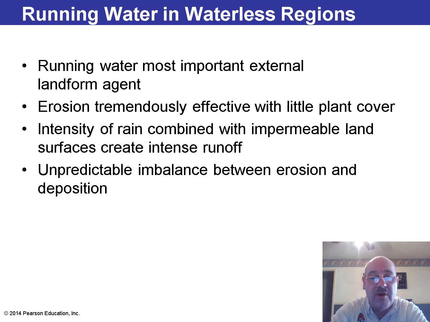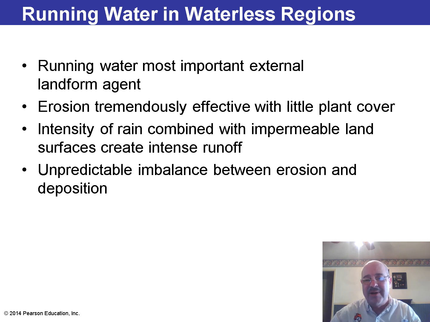So running water, the most important external landform agent, external, okay, coming from outside. So again, we got all the dust, debris, sediments floating around, flying around, right? And then you get the thunder boomer, it knocks everything to the ground and flows it out, okay? The erosion is tremendously effective with little plant cover. Again, if there's no plants holding anything in place, it depends on the grade or gradient, which is based on slope. So how steep is this area? Okay, and how much water you have, your discharge, gradient and discharge.